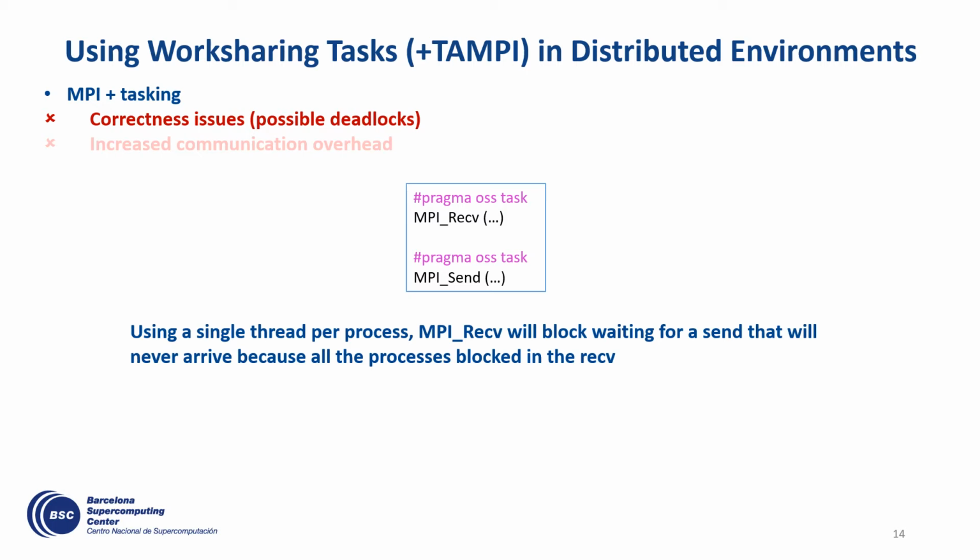Let's see now how we can deal with the possible deadlocks. In the code of the slide, we show an example of such a situation. If we run this code with a single thread per process, all the processes will block in the MPI receive, and none of them will ever perform the MPI send. With TAMPI, this does not happen because when the first task finishes its code, it goes ahead and starts running the next one.